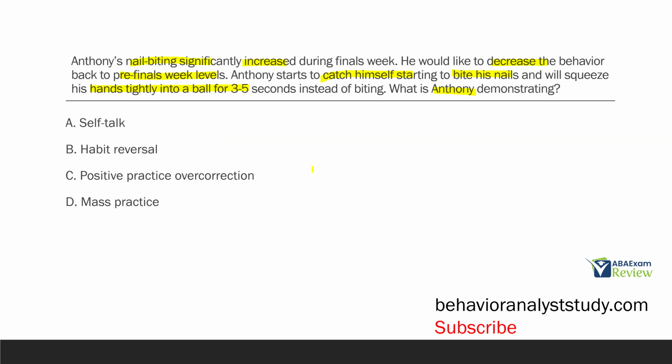Positive practice over correction, one, is socially mediated, and two, it's when you engage in the right behavior over and over again, which isn't necessarily happening here. Anthony is simply catching himself in the midst of a behavior change and doing something different. And then D, mass practice. Mass practice is a self management strategy, but again, it's doing the same response over and over again, which Anthony is not doing. Anthony is simply catching himself biting the nails in the behavior change, and then replacing that with an alternative behavior, trying to reverse the habit. So Anthony is demonstrating B, habit reversal.